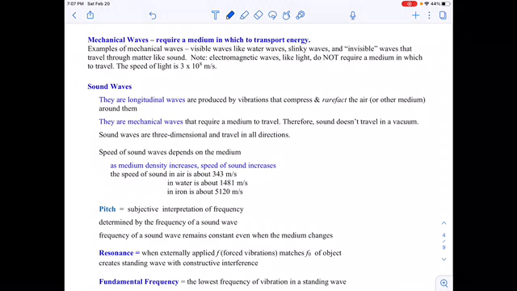So for most of this section, we've been talking about mechanical waves. Mechanical waves do require a medium in which to transport energy. Examples of mechanical waves are visible waves like water waves, slinkies, which we'll be playing with in class. And also there are some invisible mechanical waves like sound.